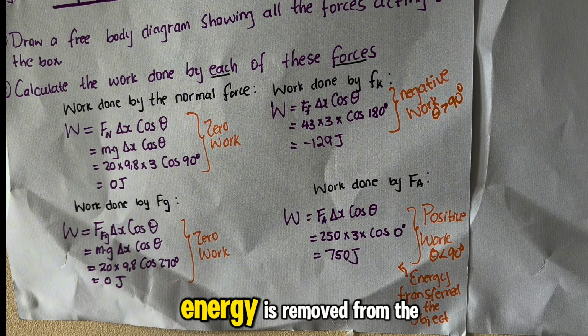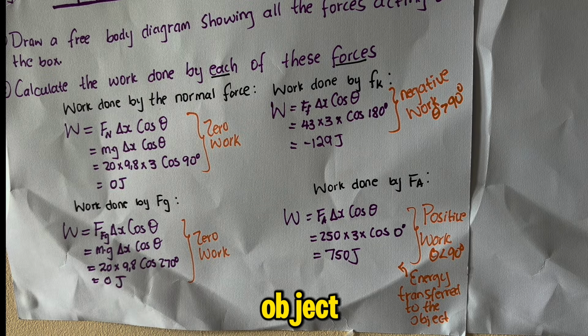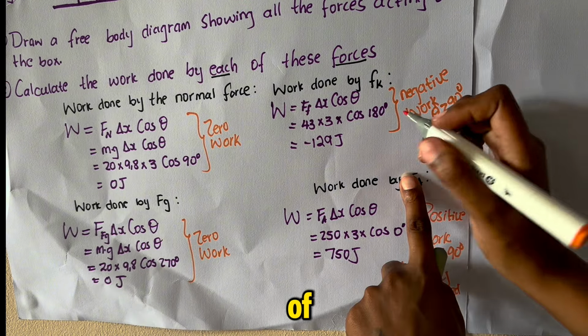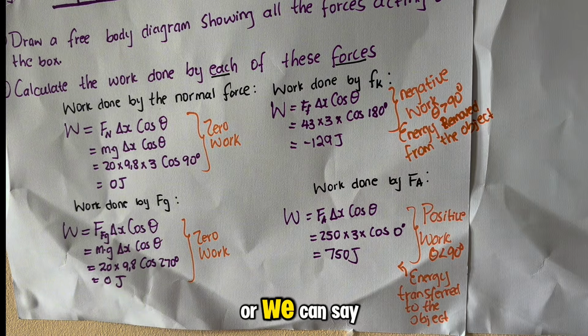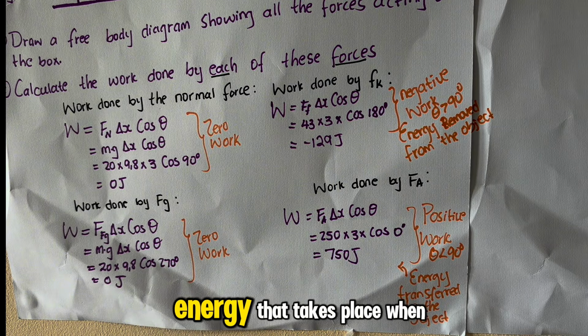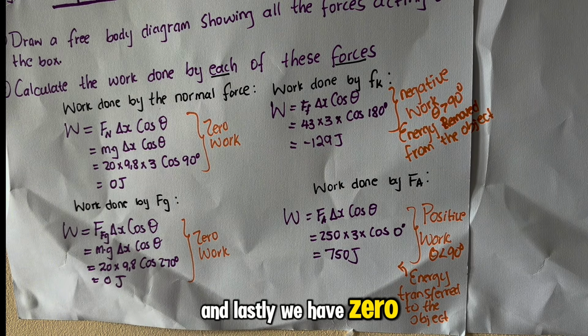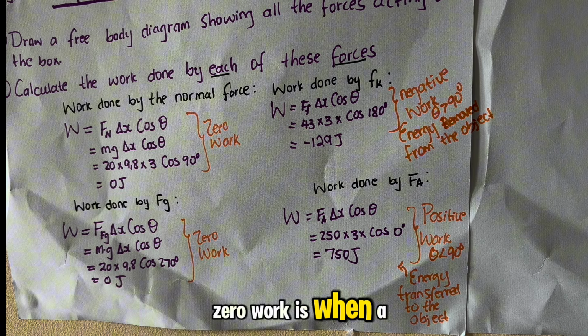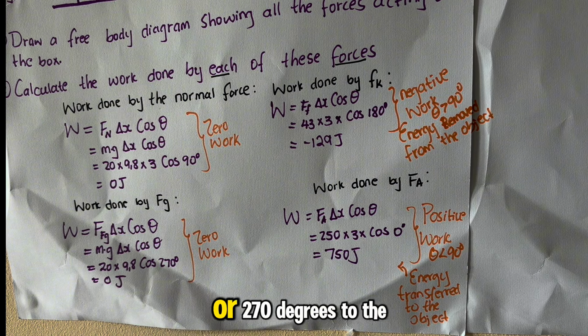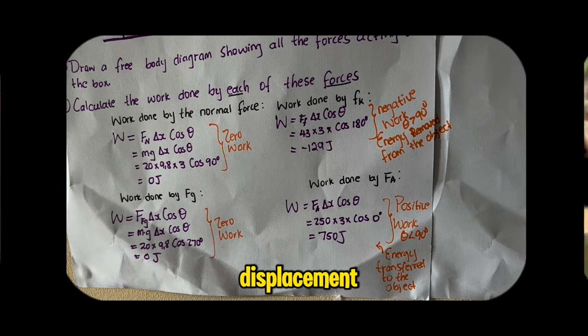Negative work means that energy is removed from the object and transferred into different forms of energy, or we can say there is a loss of energy that takes place when we have negative work. And lastly, we have zero work. Zero work is when a force is at 90 degrees or 270 degrees to the displacement.